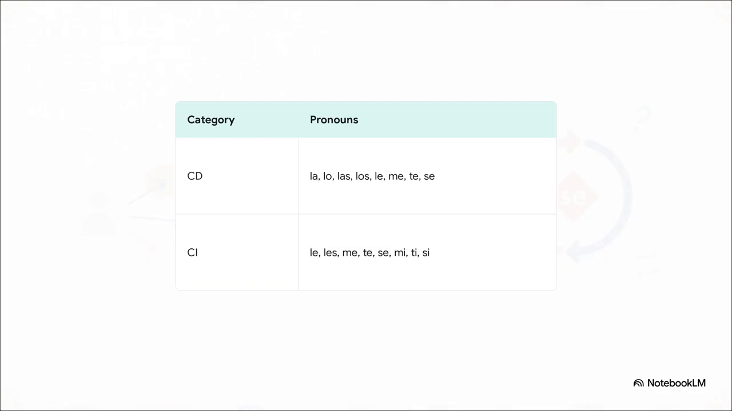Now, pulling straight from page 68 of our student manual, we've got our two main categories mapped out here. Direct objects, or complemento directo, at the top, and indirect objects, complemento indirecto, at the bottom. You'll probably notice right away that there's a lot of overlap. Me, te, and se appear in both places. But I want you to keep your eyes on that crucial difference in the third person, the la, lo, las, los at the top versus the le, les at the bottom. Keep this visual map in the back of your mind as we figure out what these actually do.